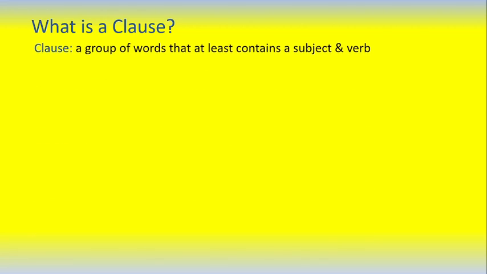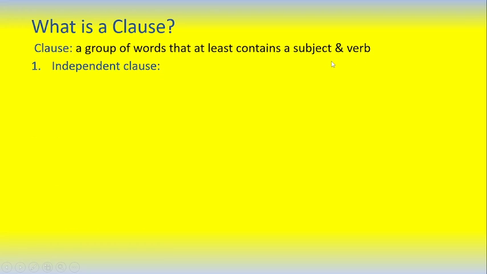Now let us understand what is a clause. In order to understand the various structures of a sentence, we need to understand what is a clause and especially the types of clauses, that is, independent clause and dependent clause. Now, what is a clause? A clause is a group of words, a set of words that at least contains a subject and verb. It is like a sentence itself, but a clause will definitely have a subject and verb, but need not have an object.